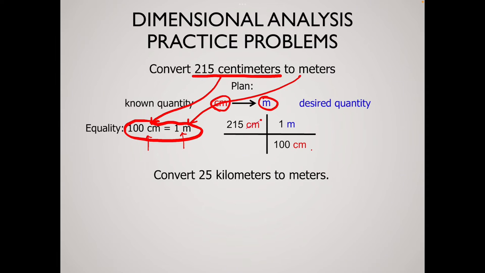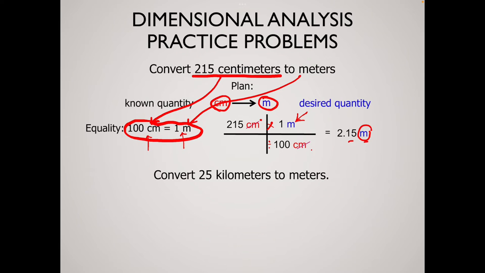So then we make sure our units cancel and then we're left only with the desired quantity, only with the thing we're trying to find. So now that we have meters and that's what we were looking for, we can go ahead and do math. Remember, all of the numbers on the top will get multiplied and they will get divided by the numbers on the bottom. So this will be 215 times 1 divided by 100. Okay, and that will get us our answer. Remember, number and the unit. Your unit here is always going to be the unit that we end with right there.